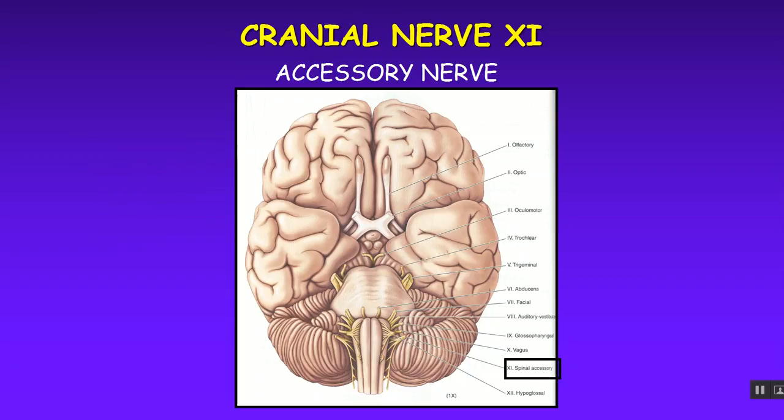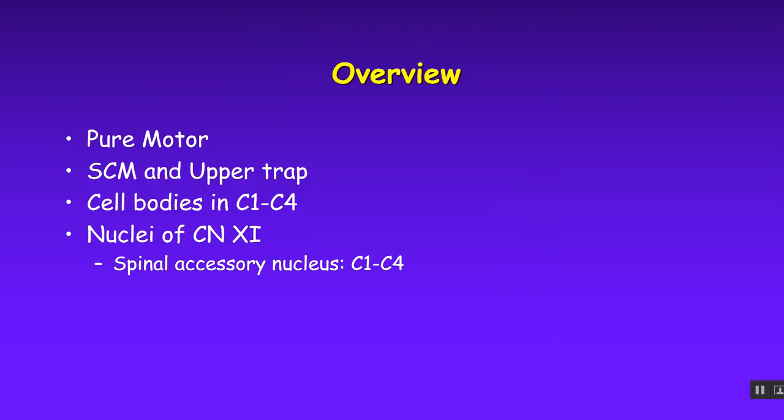Now we're on number 11, spinal accessory nerve, okay? Pure motor, pure somatomotor, innervates just striated muscle, SCM and the upper trap, okay? So you guys have already learned how to test this, manual muscle testing, all that good stuff. The cell bodies for it are actually down in C1 to C4, okay? So it's actually down in the cervical spine.